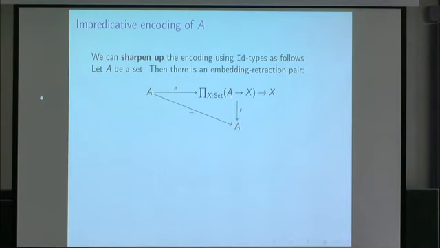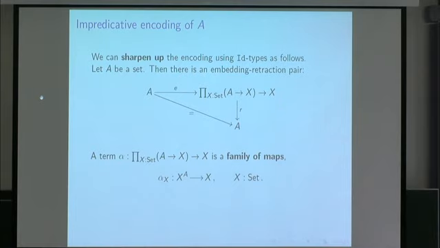And what we want to do now is, we want to have, so to speak, an impredicative encoding of A inside this gadget by identifying the image of this embedding under that embedding-retraction pair. And what is that image? So let's try to figure out what that image ought to be.